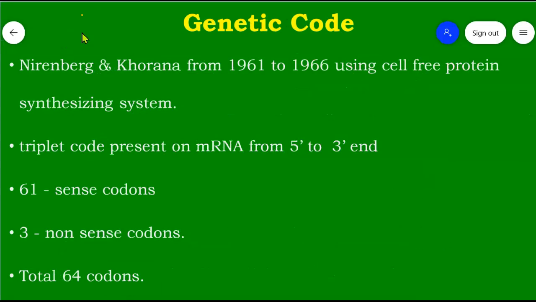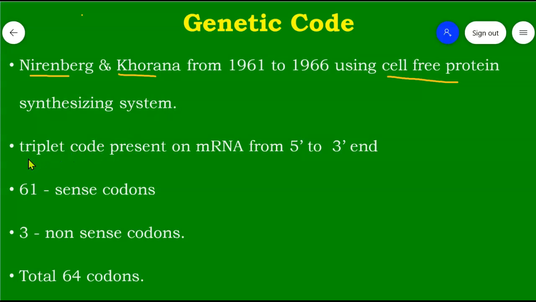This genetic code was first worked out by Nirenberg and Khorana in the years 1961 to 66 using cell-free extracts, a cell-free protein synthesizing system, and for which they were awarded the Nobel Prize. Let's see the characteristics of genetic code one after another.